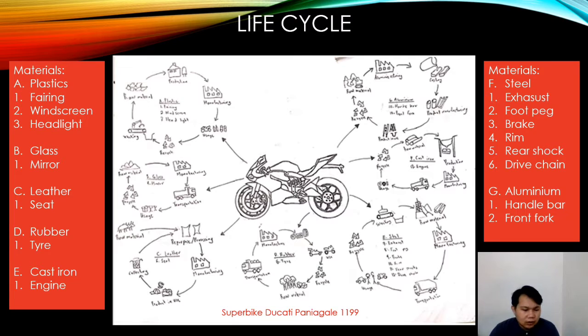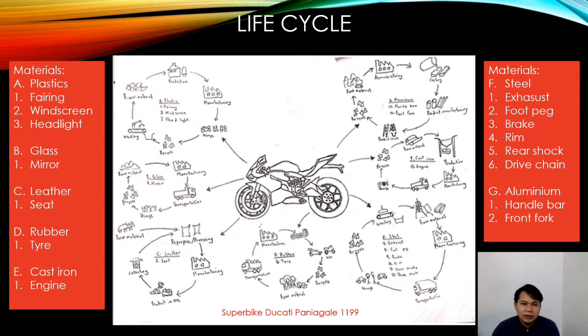Basically, all the components of the superbike can be recycled except for the leather. The life cycle of the product starts from the raw material, then goes to manufacturing and production, then transportation, and then the product is used. After being used, it is withdrawn and then recycled. Then we select for recycling and the process starts again with raw material, except for the leather.